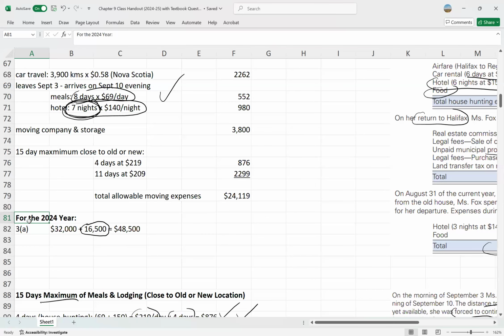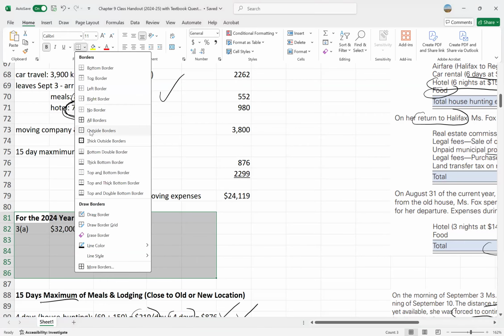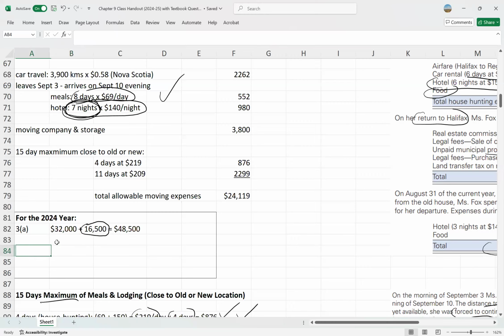So let's see what would happen on her 2024 T1. Let's summarize everything here. In 3A, she would include her employment income. Nothing in 3B, we don't know if there's anything, so we'll just assume there's nothing. And in 3C, we have her moving expenses. But once again, this is going to be limited to the income from the new location. So the only amount that she could deduct would be 16,500.